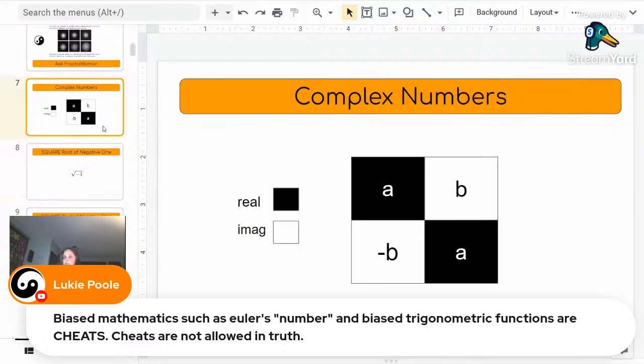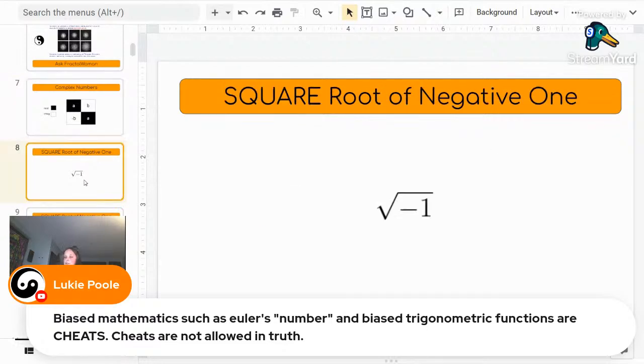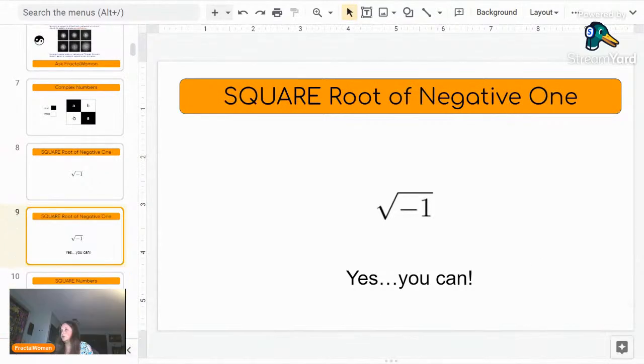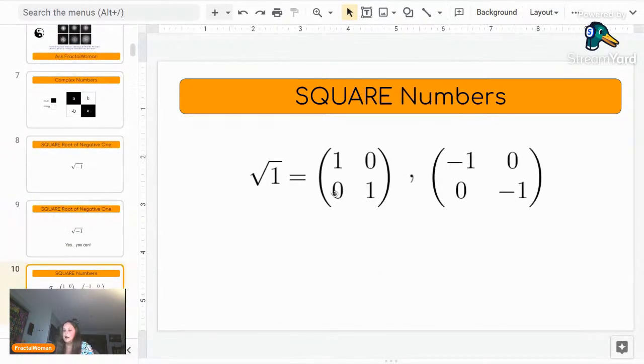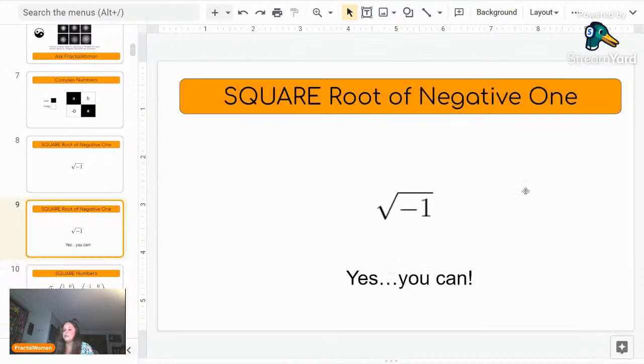Okay, so if you're in your math class, your teacher, or someone, is going to say you cannot take the square root of -1. They say you can't take the square root of -1 because you can't. And so I say, yes, you can. And so the reason I say that is because, what does it mean to be a square root? To be a square root, you need to have square numbers.